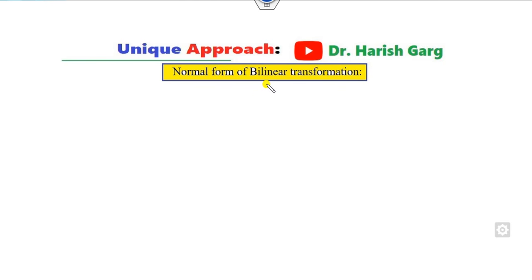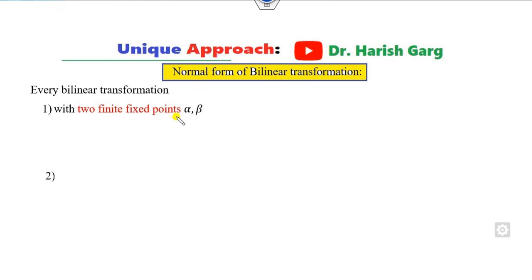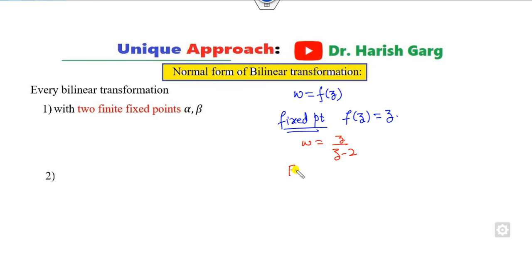The last concept is the normal form. If you have the fixed points alpha and beta of the transformation, how do you find the fixed points? If you have the transformation, you can find the fixed points by taking f of z equal to z. For example, if my transformation is z over z minus 2, then I can take z equal to z over z minus 2. If you solve this, you will get two roots of z, which I call alpha and beta.